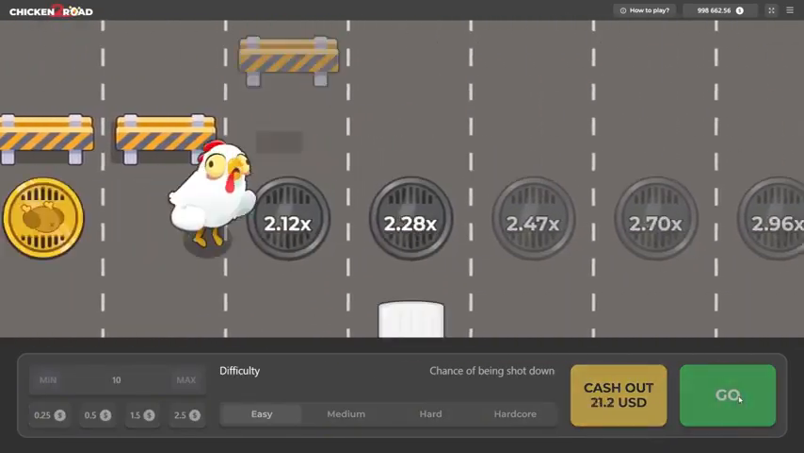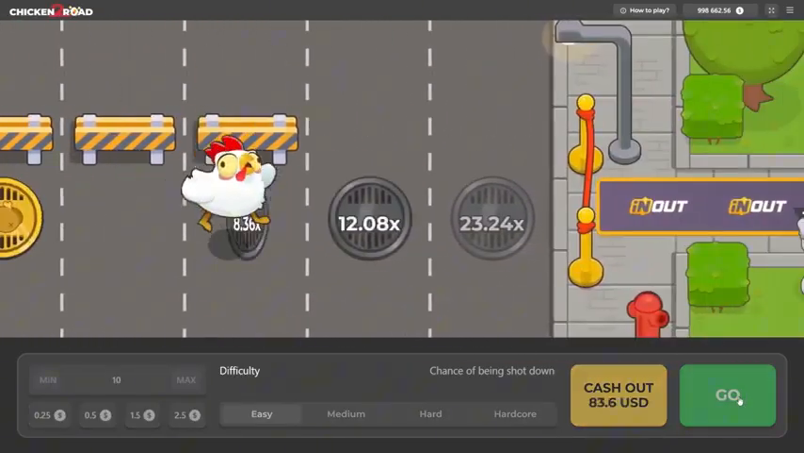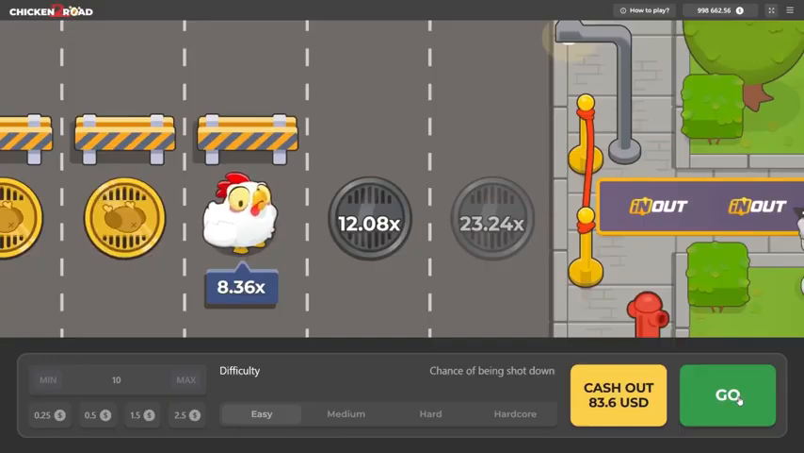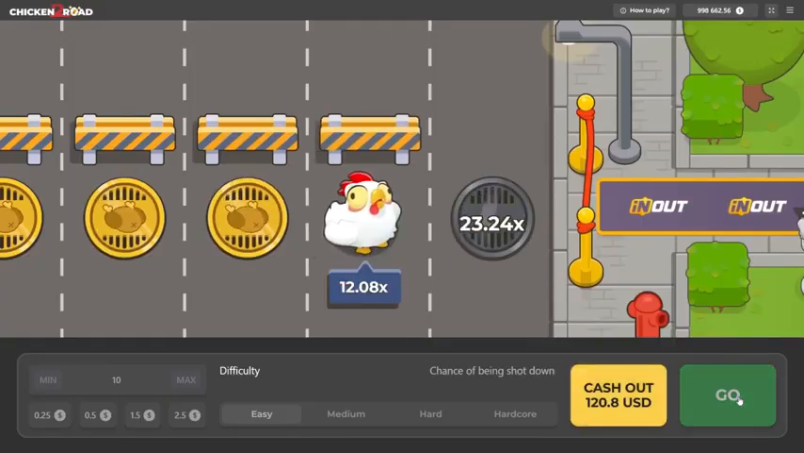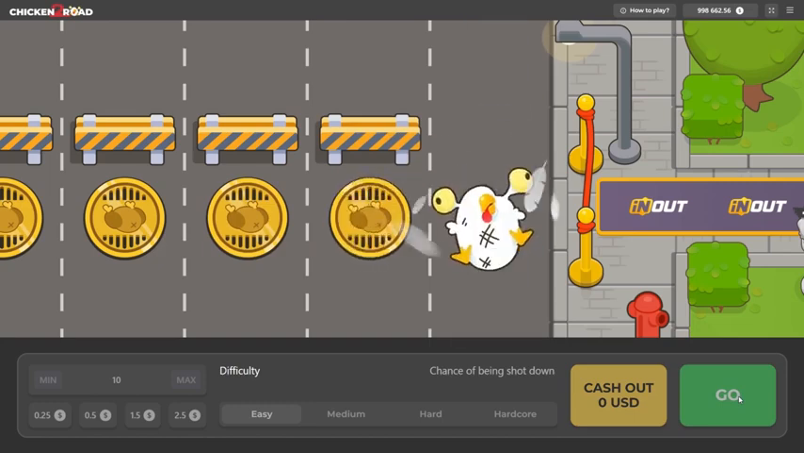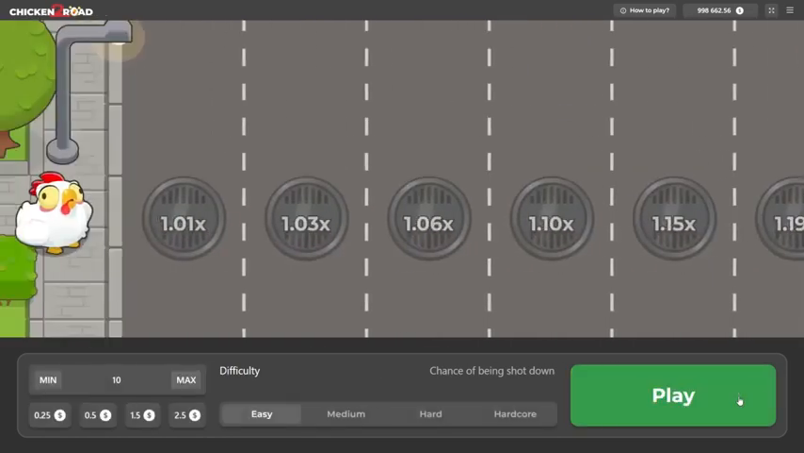Step 3. Starting the game. Once you've placed your bet, you'll hit the start button or play button. This is when your chicken begins its journey across the road. Now here's where it gets interesting. In most versions of Chicken Road, the obstacles appear randomly. You don't control where your chicken goes exactly.